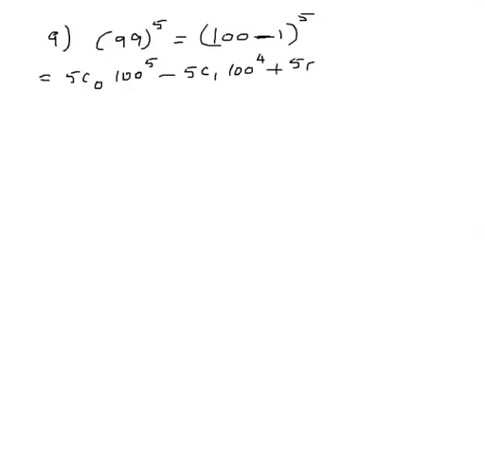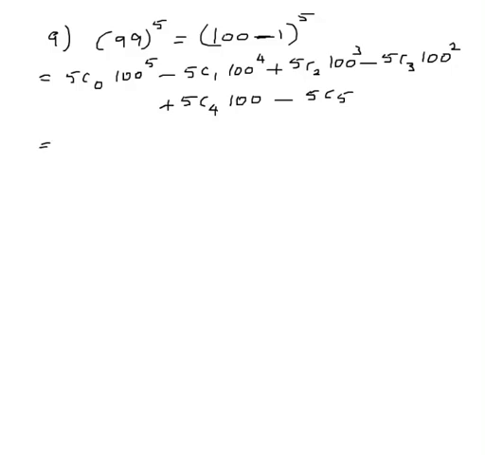Question number 9. 99 raised to 5, which can be written as 100 minus 1 raised to 5. Let us write the binomial expansion. 5c0 100 raised to 5. Alternate positive and negative terms because the middle sign is negative here. Minus 5c1 100 raised to 4 plus 5c2 100 cube minus 5c3 100 square plus 5c4 times 100 minus 5c5.